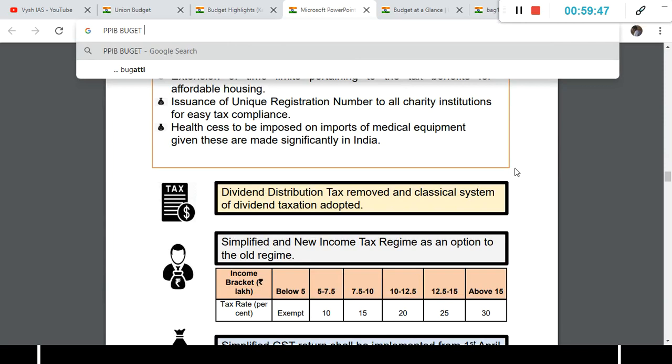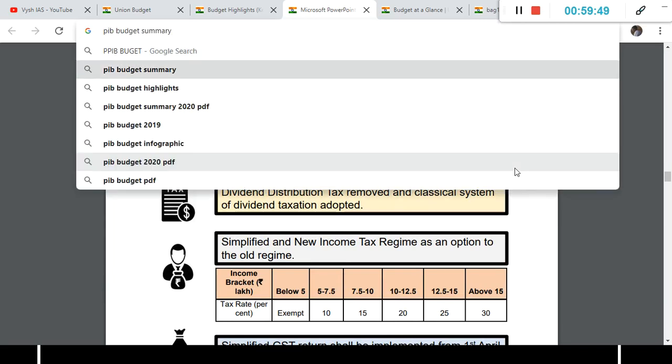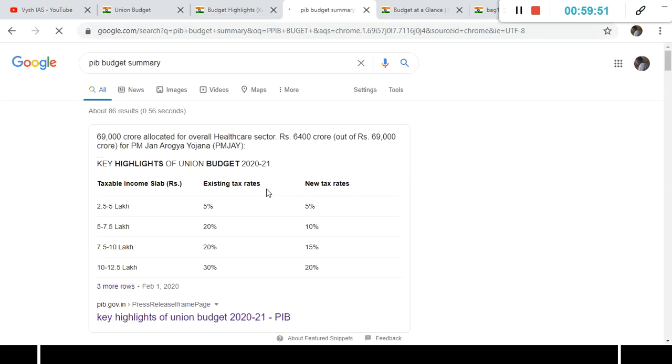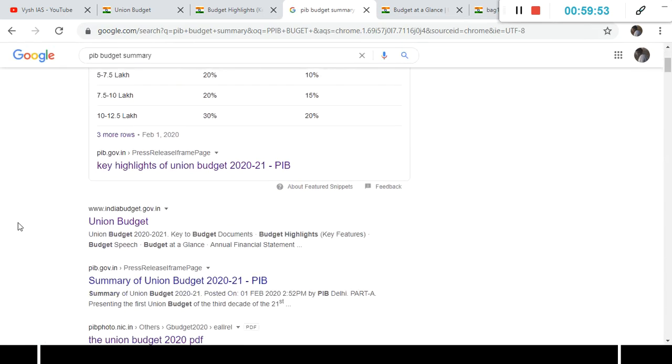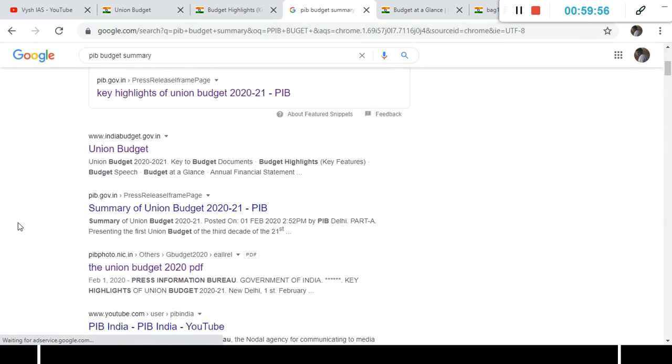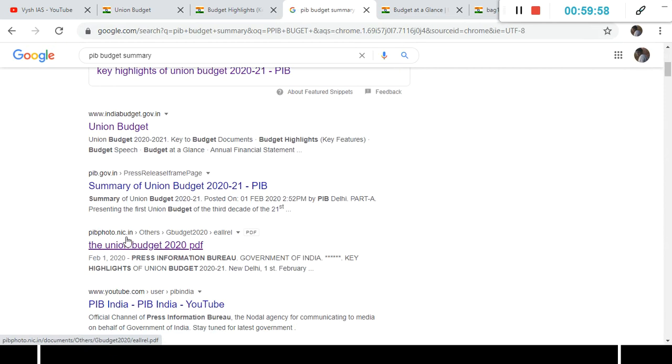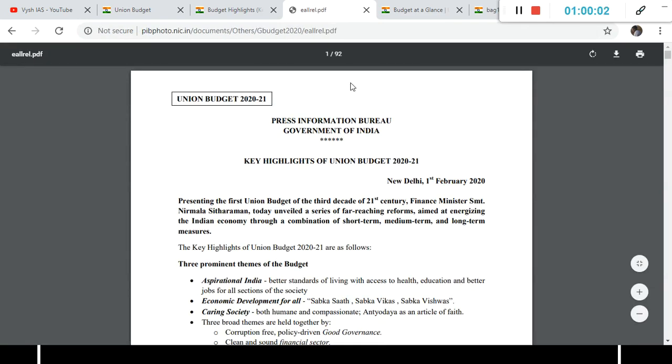PIB budget summary. Type it like this, or it's attached and I'll give it to you in the email also. See this, pib.gov.in. This is what you need to take, this PDF. 92 pages. Totally it will be 200 plus pages. Okay, so that's why I'm telling you this is easy.